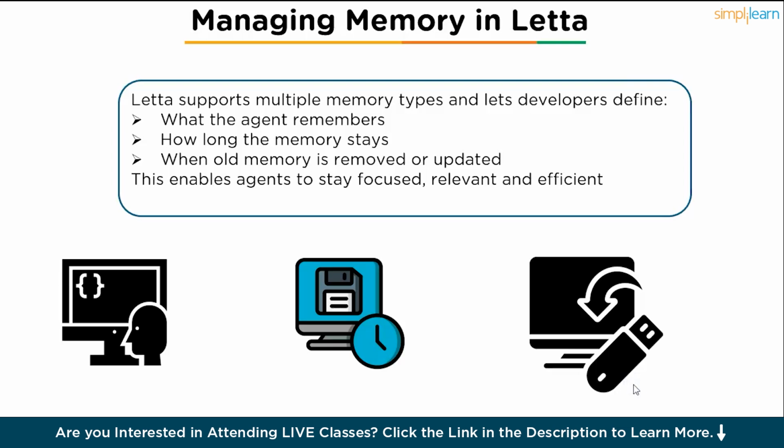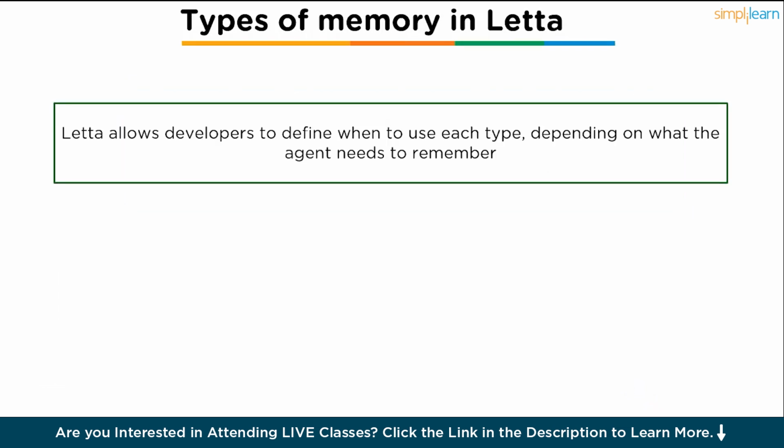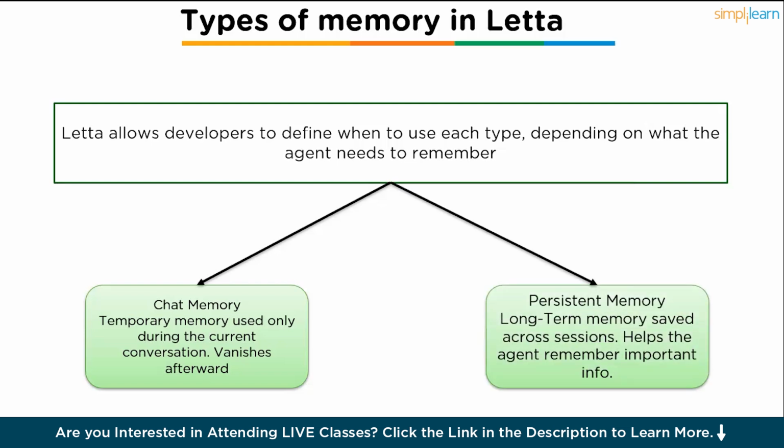Let's see some of the memory in Letta. What are the types? So Letta allows developers to define when to use each type depending on what the agent needs to remember. So majorly there are two kinds, one being the chat memory, which is temporary memory used only during the current conversation, which vanishes afterwards. Then we have persistent memory, which is a long-term memory saved across sessions, helps the agent to remember important information.